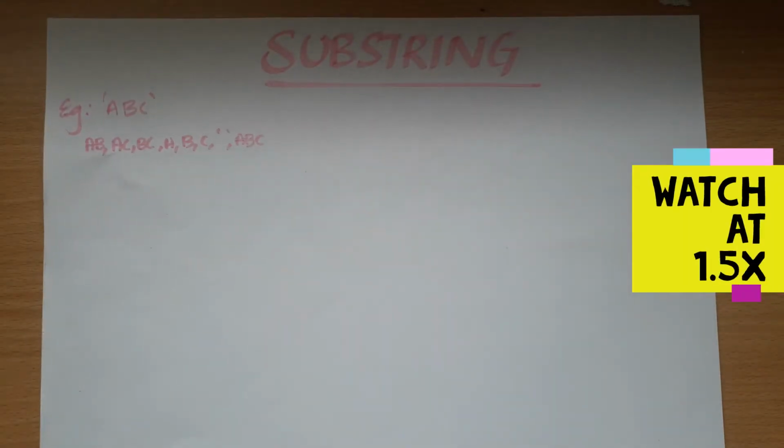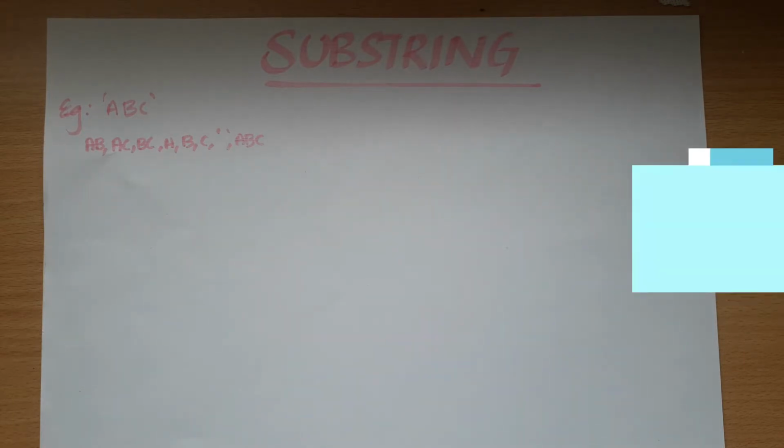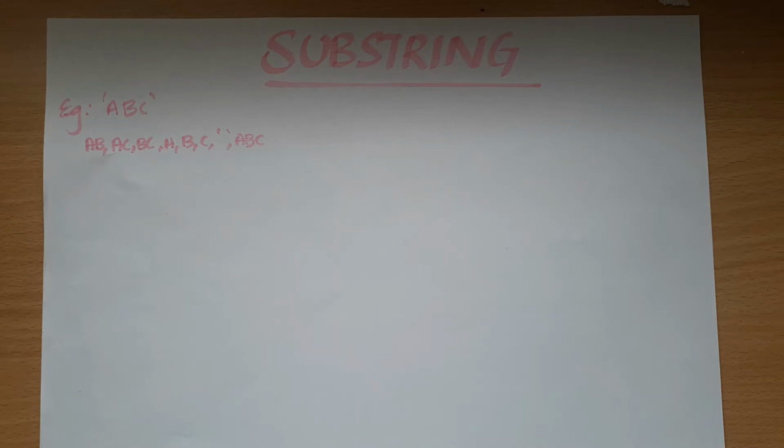Hey guys, in this video we will discuss the substring problem. You're given a string and you have to find the substrings. So if you're given a string ABC, the substrings are A, B, C, an empty string, and also the entire string ABC, or AB, or AC, or BC.